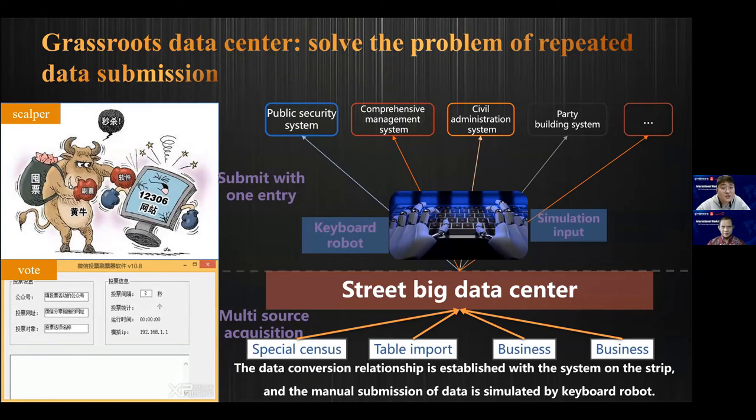The most important point is the GraphQL data center. The GraphQL worker has a lot of systems to operate, such as the public security system, comprehensive management system, civil administration system, party building system. We found that there is too much work to connect all systems through the interface, and the worker has a huge workload to input the same information into different systems. And also, it is impossible to push all of them over again. So we proposed a keyboard robot. Data can be input once and shared many times.